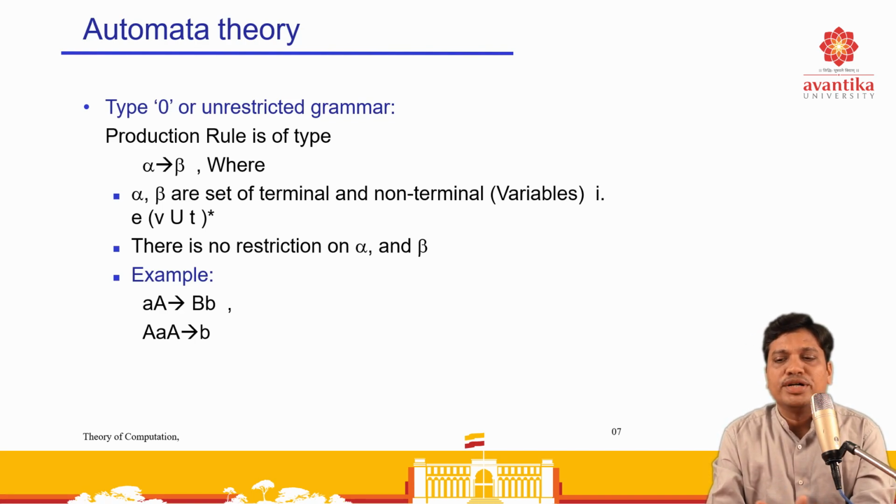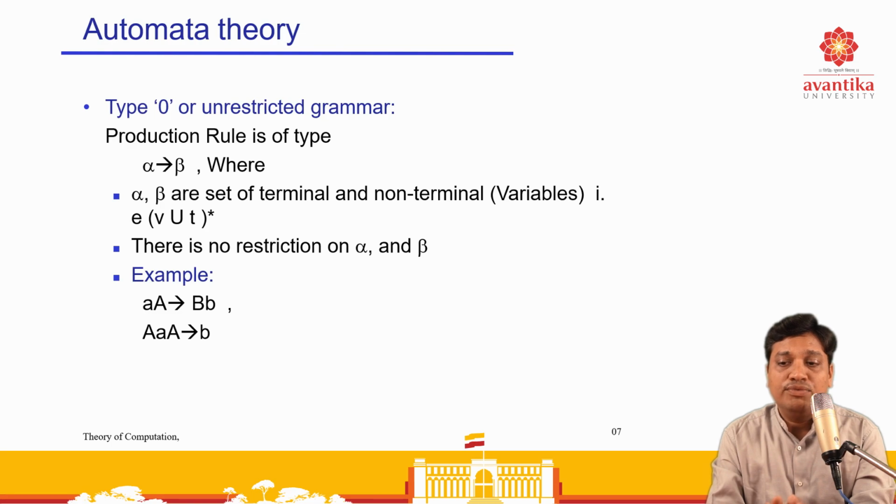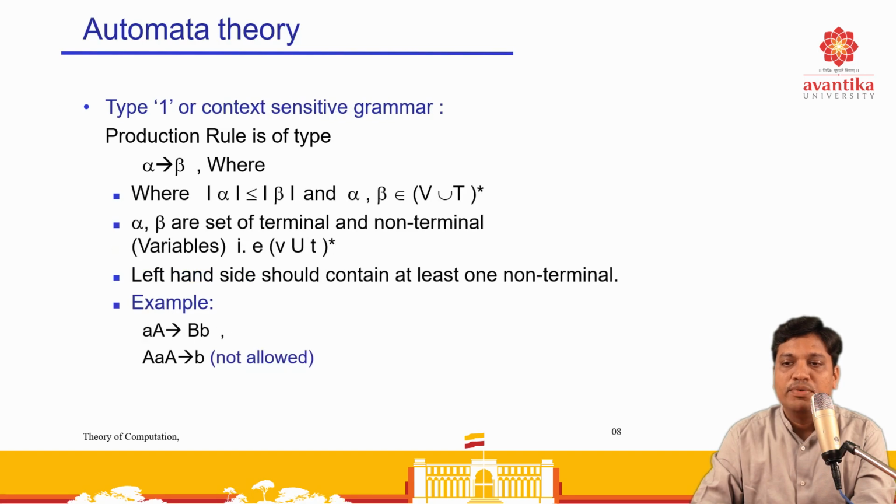So there is no restriction in the production rules, on the left-hand side or on the right-hand side. No set of rules is defined. This is also called unrestricted grammar. So we move forward. The next grammar is type 1 grammar.